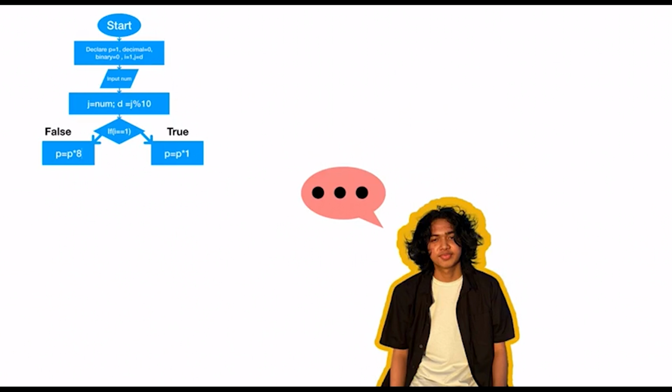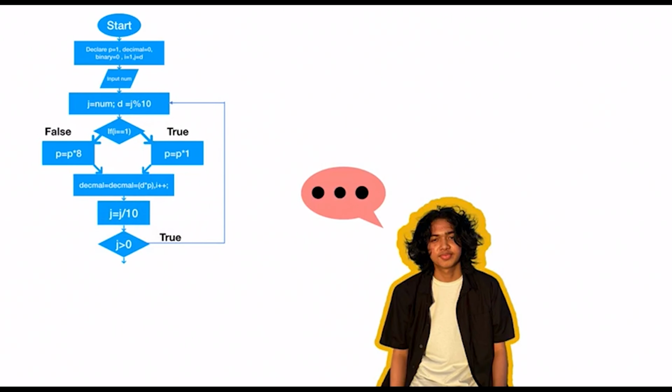The next one is the diamond shape. If I equals 1 and it is true, then P equals P times 1. And if it is false, it will be P equals P times 8. And the next shape is decimal equals decimal plus D times P.